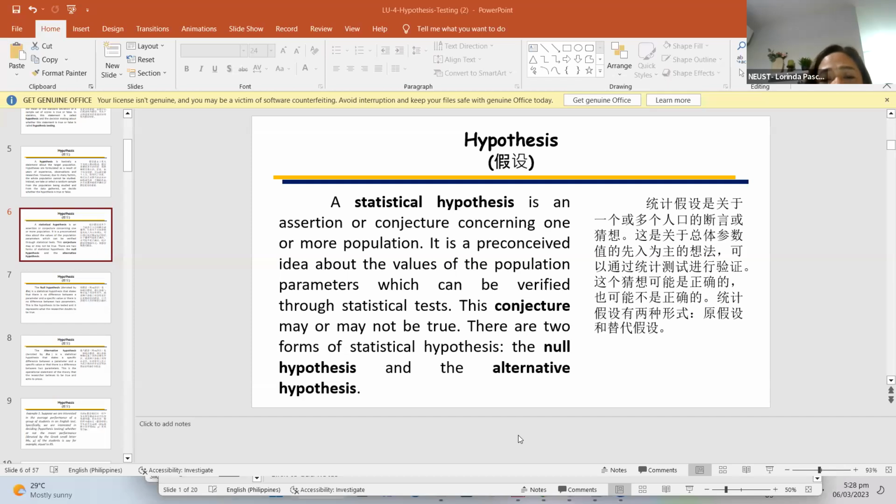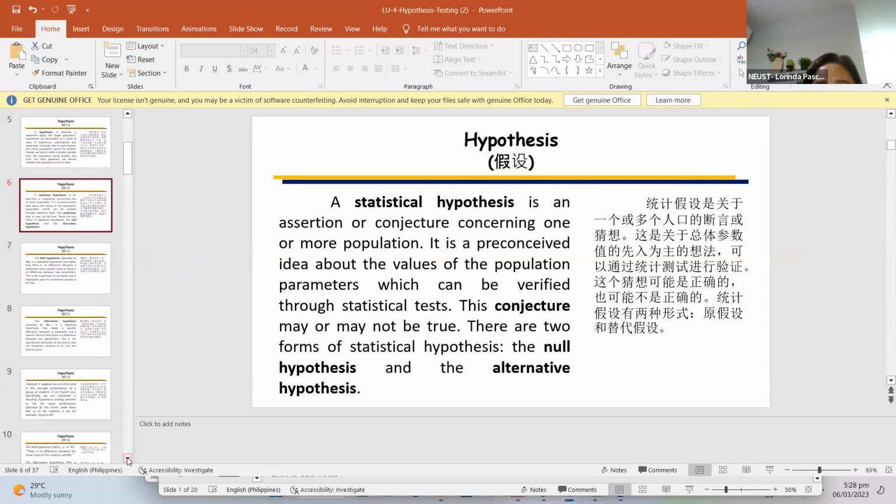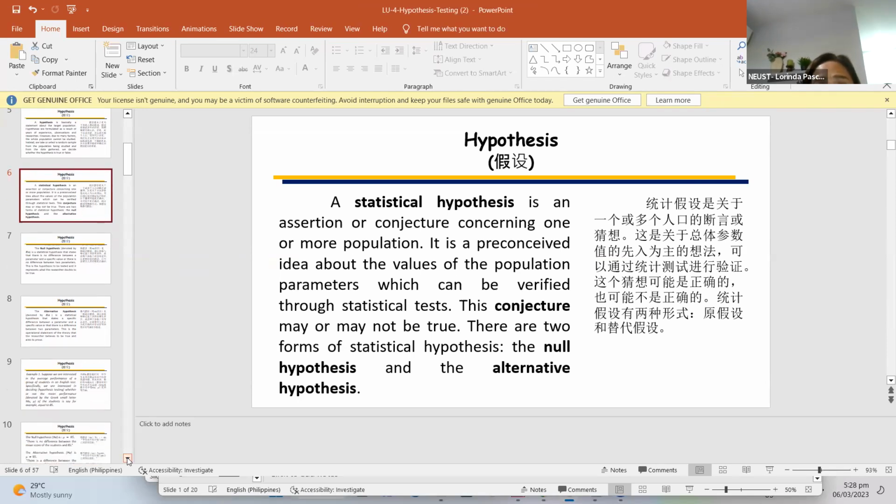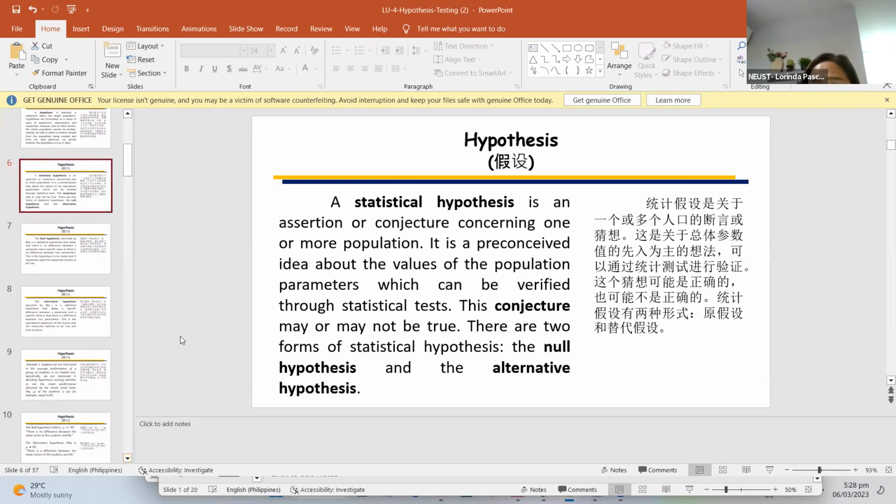So this conjecture may either be true or not true. So there are two forms of statistical hypothesis which we call the null and yung kabaliktaran niya which we call the alternative hypothesis. Kaya lang, yung sinasabi ng research teacher natin, if you have inferential statistics involved as reflected in the SOP, you always state the hypothesis in the null. So bakit ba laging null hypothesis? Pwede naman yung alternative. So tingnan natin bakit.